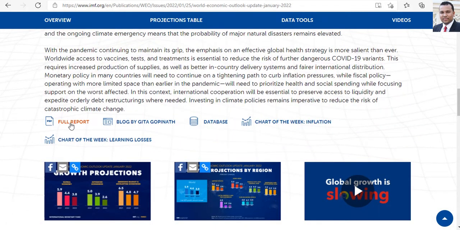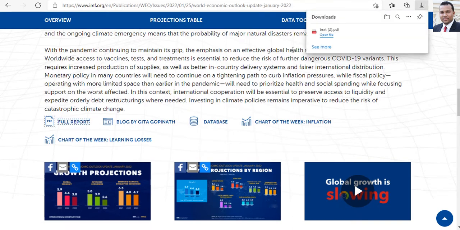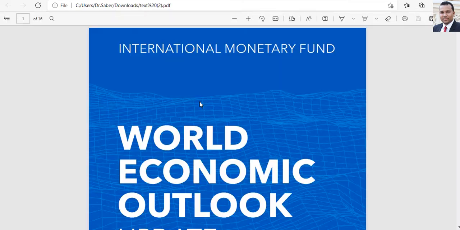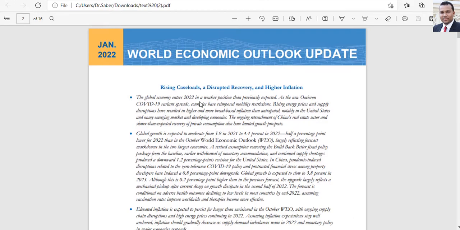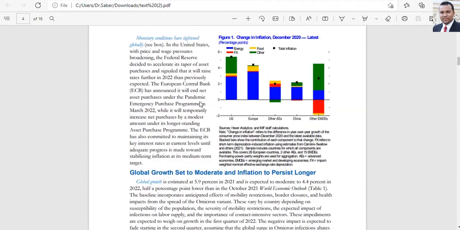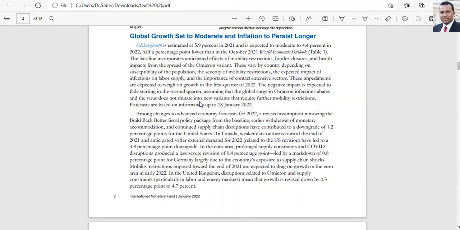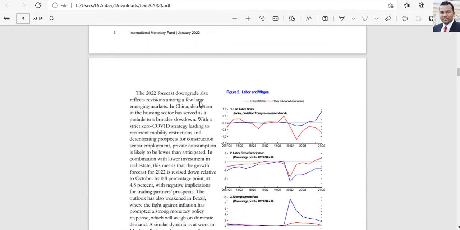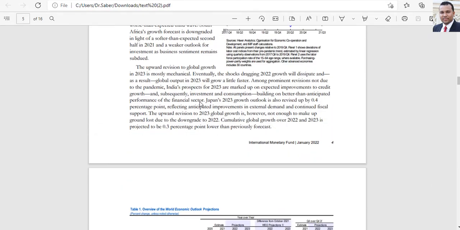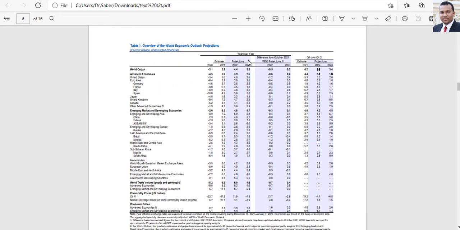For report, open file. World Economic Update. Okay, so at the same point we can talk about inflation. What about the trend for inflation? What about the table?